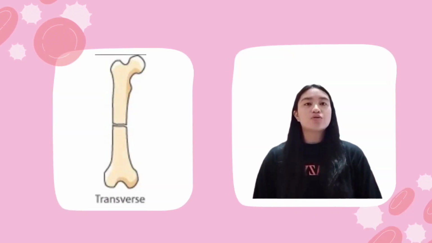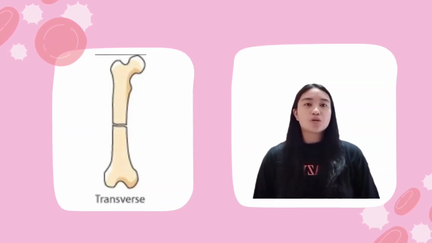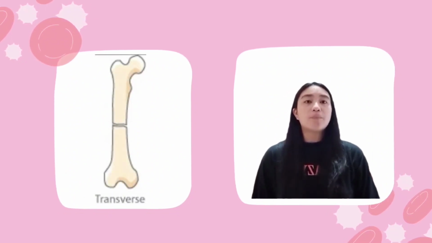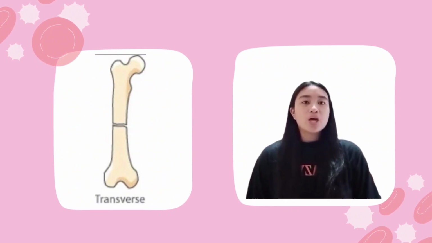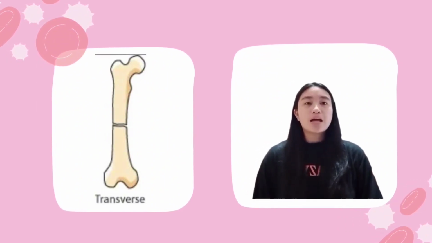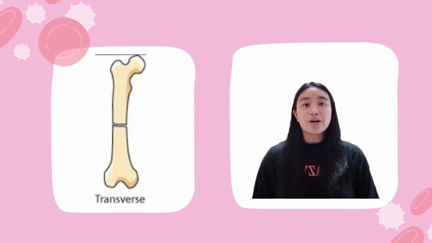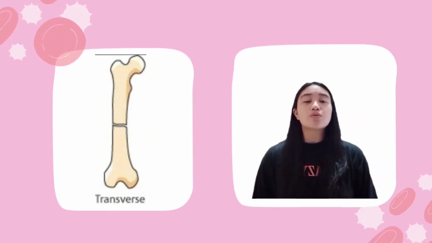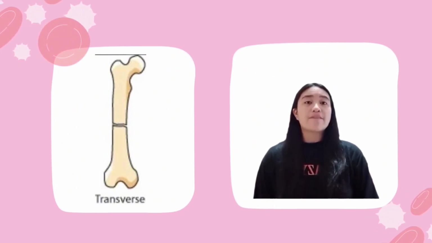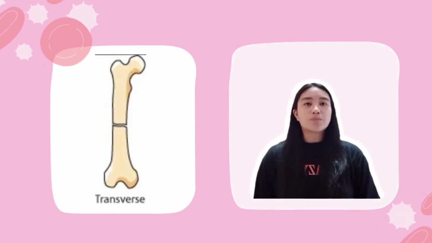Next, we have transverse. The fracture runs horizontally, perpendicular to your bone. You might see them referred to as complete fractures. This means the line of the break goes all the way through your bone. Transverse fractures usually affect long bones in your body.